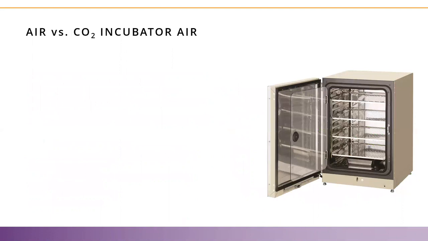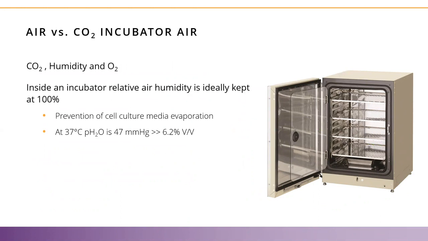So, air and incubator CO2 air. So we note the CO2, humidity, and the oxygen, the part where we're interested and talking about during this webinar. So as mentioned, relative humidity is kept at 100%. This is to prevent, of course, the evaporation of the cell media. Due to constants and calculations, at 37 degrees, the partial pressure of water is approximately 47 millimeters of mercury. Translated to a volume percentage, you go to 6.2%.